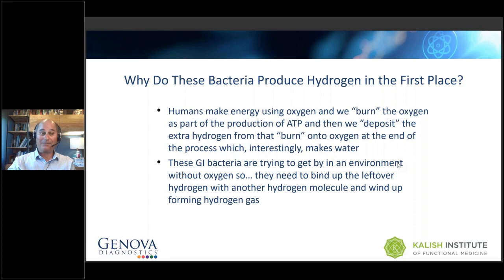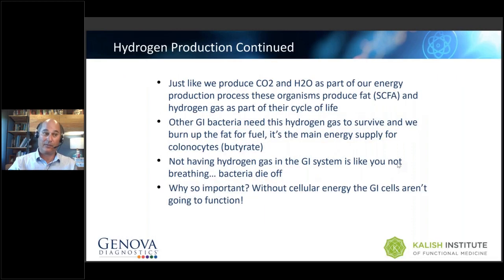So in your gut, it's a little different because there's no oxygen. It's an anaerobic environment. So they have to do something with the hydrogen, and they can't just slap it onto a water, okay? And so they grab another hydrogen molecule and they go together and they end up making hydrogen gas. So that's solely a result of the fact that your gut, your large intestine is anaerobic. So we make CO2 and H2O as part of our energy production process. These organisms make short chain fatty acids and hydrogen, just part of their life cycle.